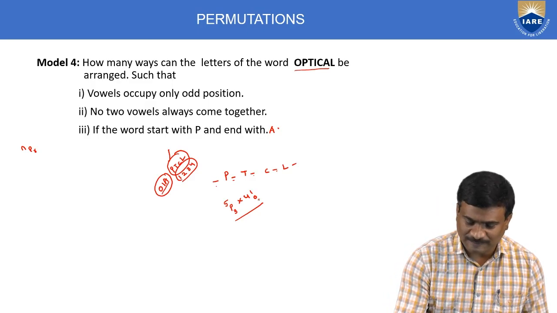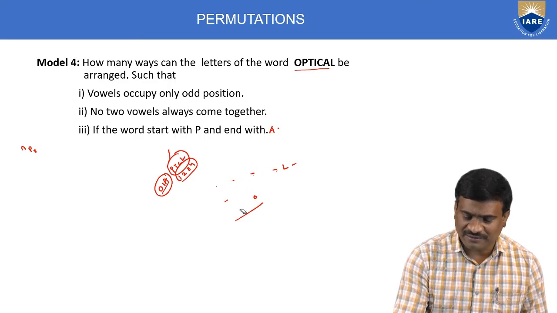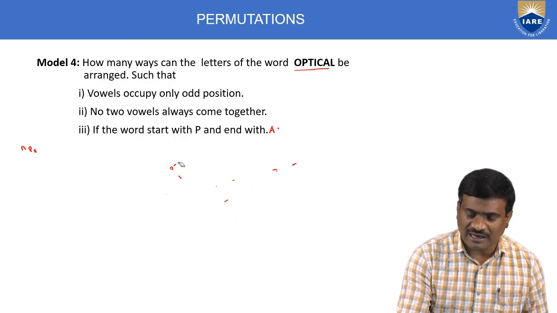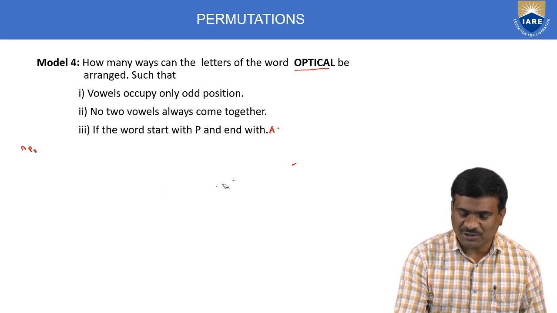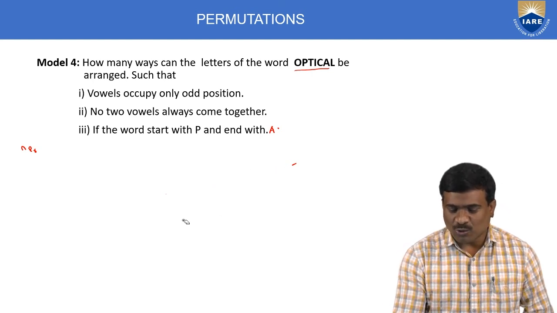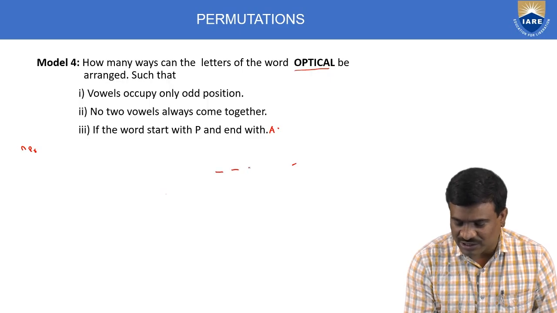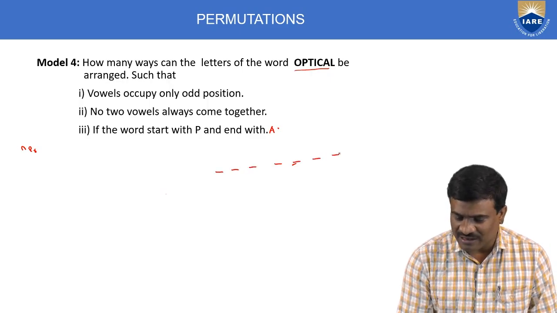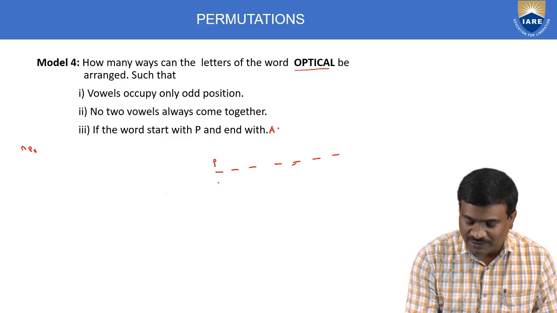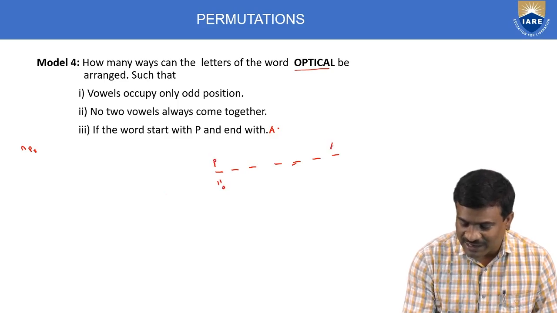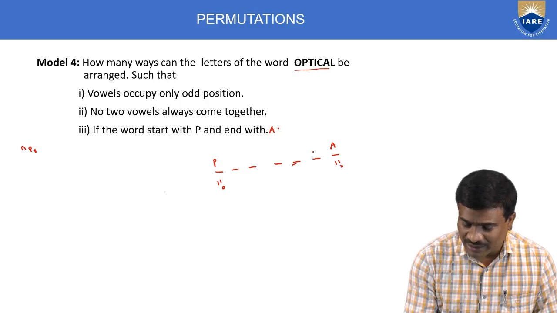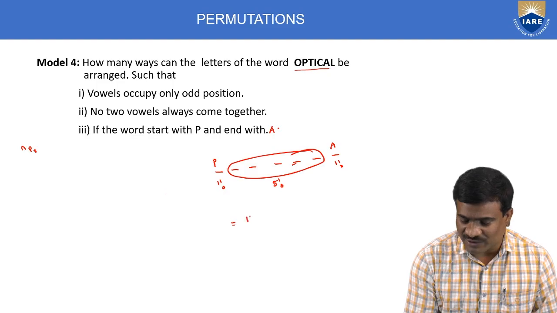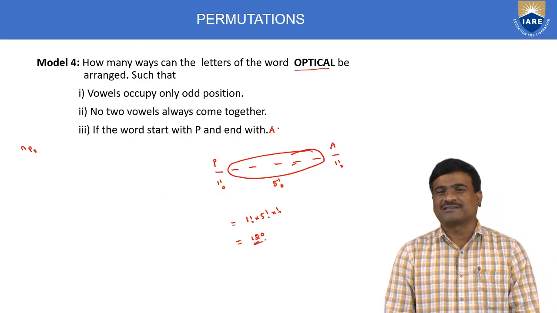Okay, yes, here the last one. The last one is an easy method: the word starts with P and ends with A. Total 7 letters: 1, 2, 3, 4, 5, 6, 7. Starting with P, 1 letter, 1 factorial. Ending with A, 1 letter, 1 factorial. Middle 5 letters arranged in 5 factorial. So the answer is 1 factorial into 5 factorial into 1 factorial, which is equal to 120.